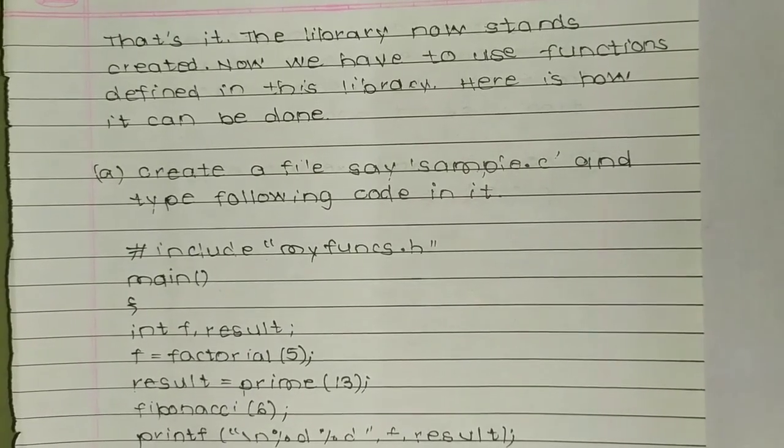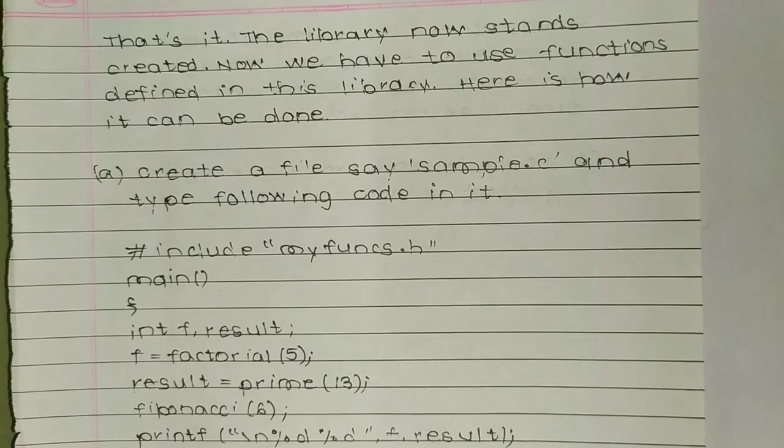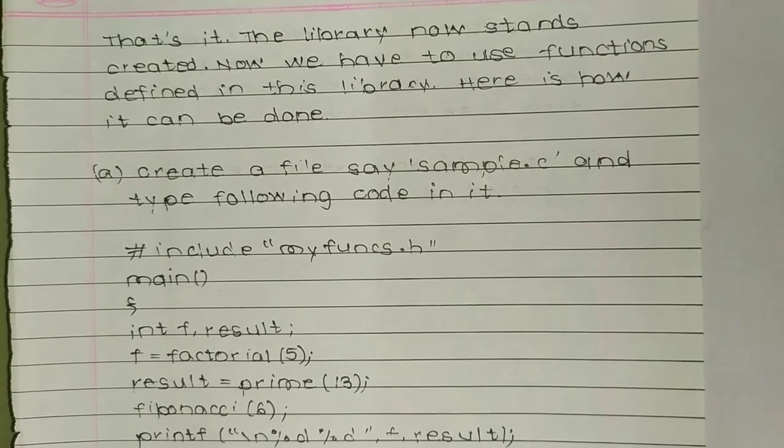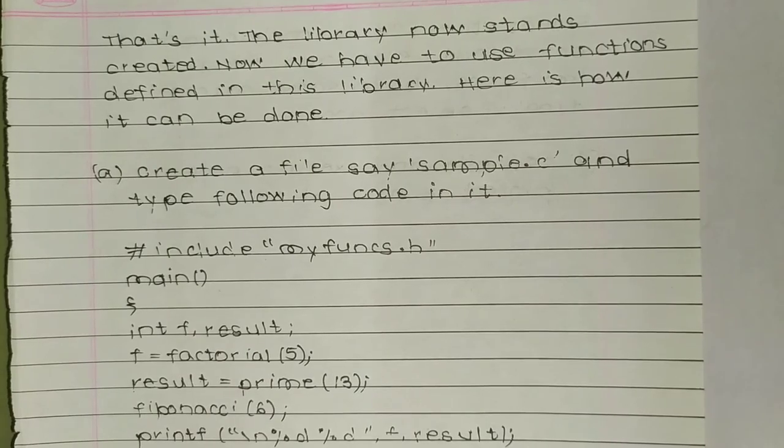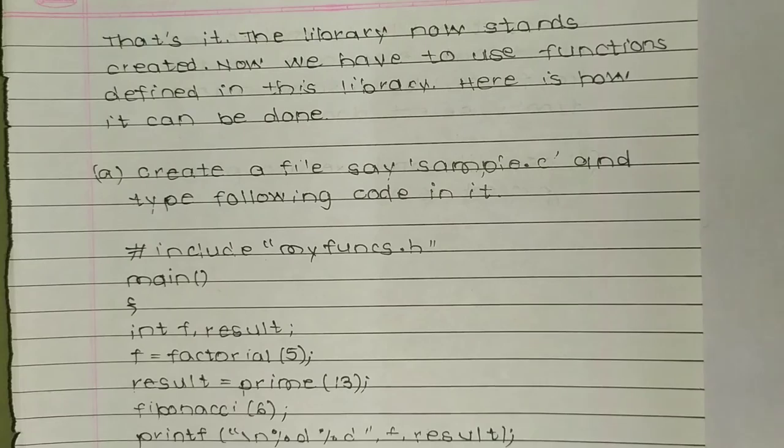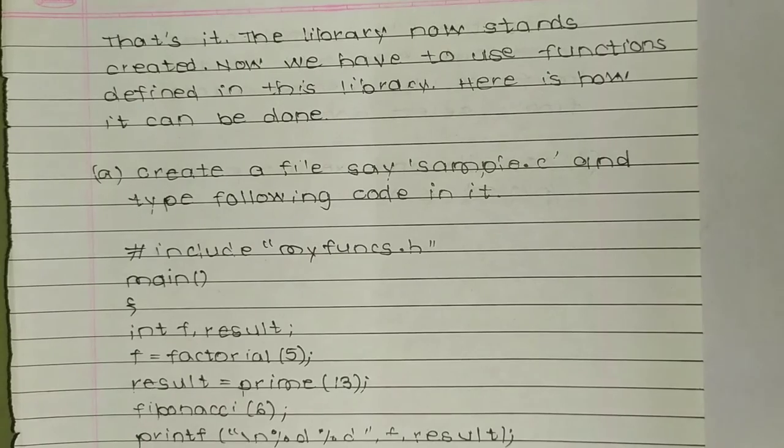Now we have to use the functions defined in this library. How can it be done? Step A: Create a file, say sample.c, and type the following code in it. So here the first step is to create a file called sample.c and type the following code.